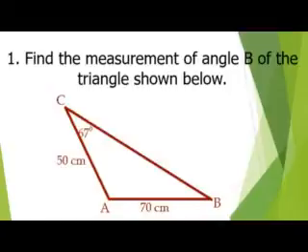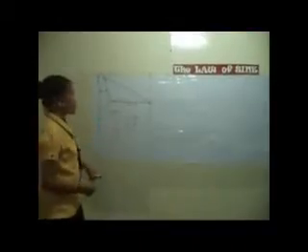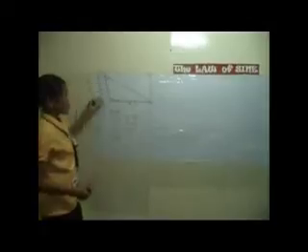So, let's have this example number 1. Find the measurement of angle B in the triangle shown below. Illustrative example number 1. So we have this triangle ABC. The measure of angle A is unknown and the measure of angle B is unknown. Angle C is given as 67 degrees. Our side B is equal to 50 centimeters and our side C is equal to 70 centimeters. So we need to find the measure of angle B. What will be the measure of angle B?